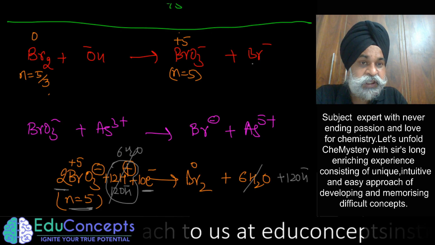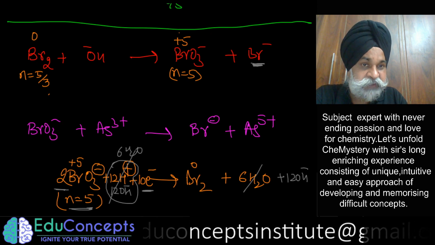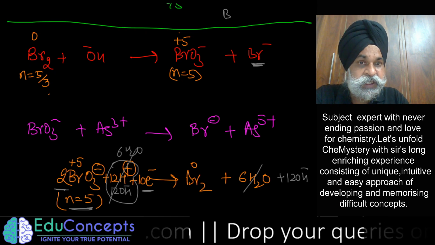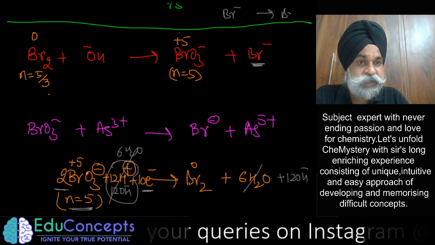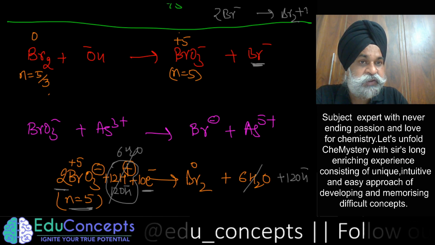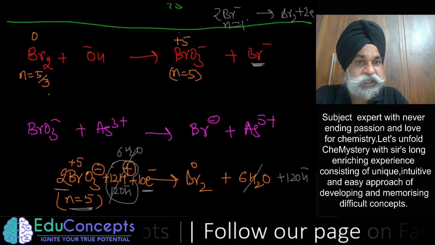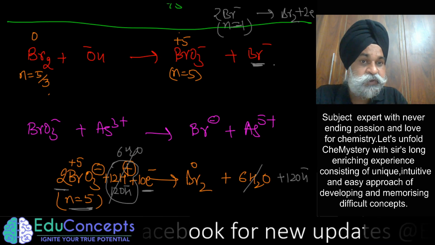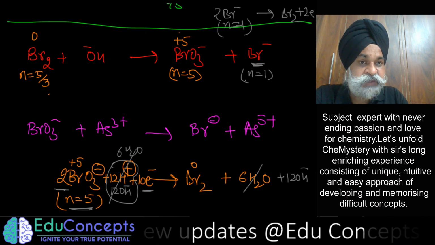So here also, if I have to find the n factor of this, by the way, Br negative is formed from Br2. So to balance this, we put 2 here and 2 electrons. So the n factor comes out to be 1 here. Why is it 1? Because 2 moles are losing 2 electrons, so 1 mole would be losing 1. So the n factor is 1.